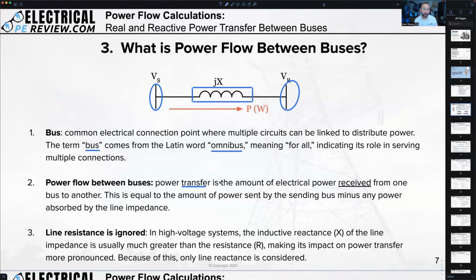Anyone know why? For the most part, in high voltage systems, as the voltage gets bigger and the distance of that conductor gets larger, the reactance is much bigger than the line resistance. So what ends up happening is we essentially neglect the line resistance. We can assume the line resistance is approximately 0 because the reactance is so much bigger that the effect the resistance has is negligible. Because of that, we usually ignore line resistance, which is why if you notice this conductor right here, all we have is a reactance symbol. We don't have a resistor symbol.